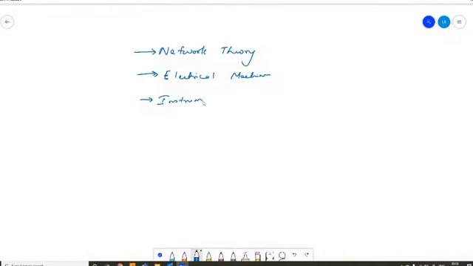Instrumentation. So in your lab, you would have used voltmeter, ammeter, and wattmeter. So how these instruments are actually working, that part is again part of your syllabus.